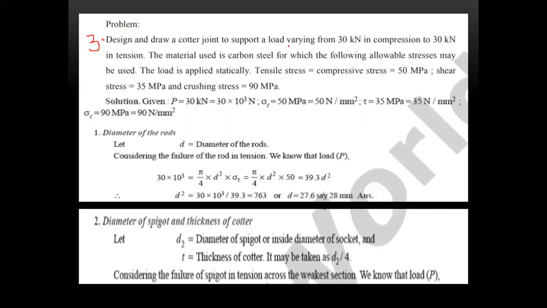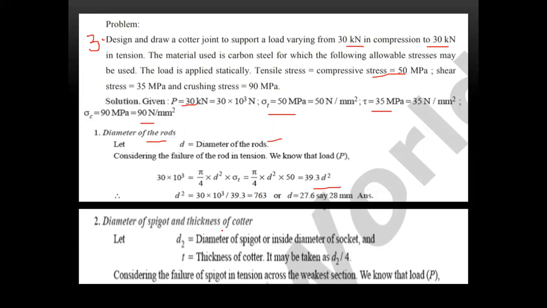Design a draw on quarter joint to support a varying load of 30 kilonewton, compression 30, and so on. So the P is 30, tau, T, tau and sigma C. Determine the diameter of the rods. D is equal to the diameter of the rod. So we are getting D is equal to 27 to 28.